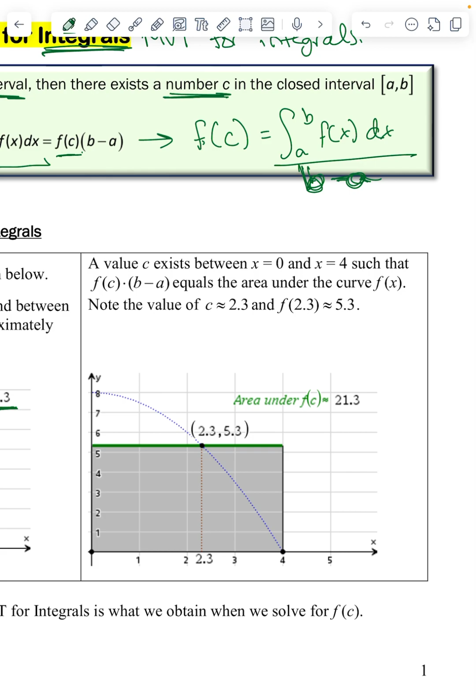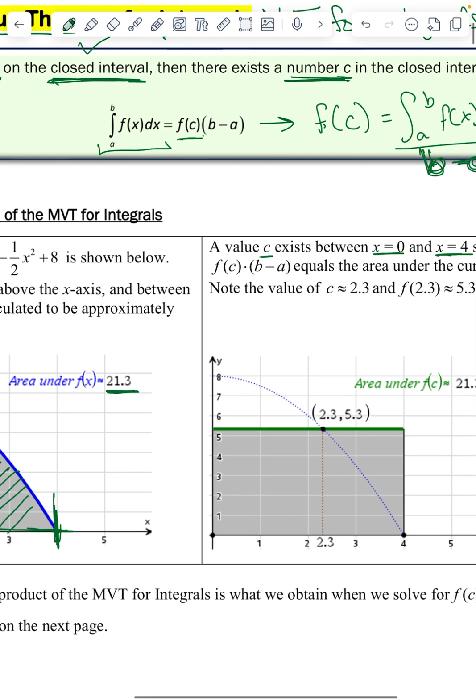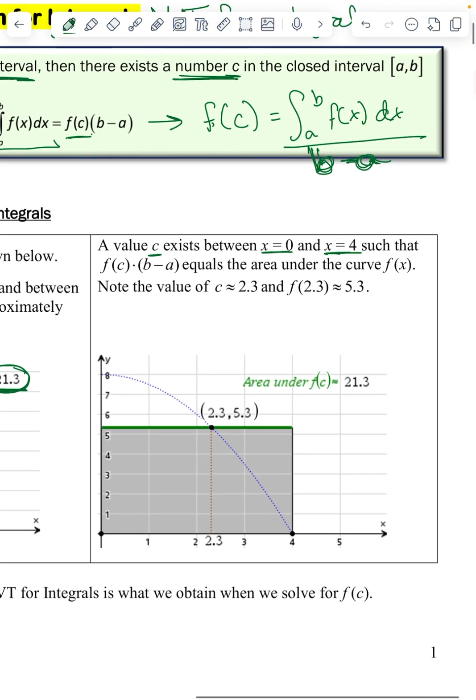What the mean value theorem basically says is that the value c exists between 0 and 4, such that f of c times b minus a is equal to this 21.3. So there is some value c that if we plugged in here, and multiplied by 4 minus 0, it will equal the area under the curve. That's basically all it's saying.